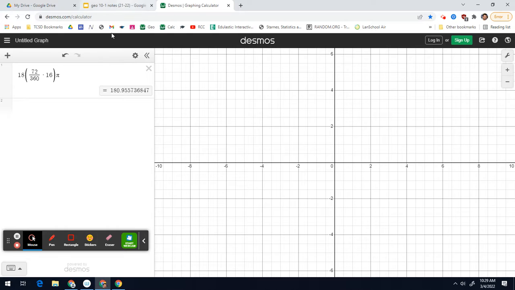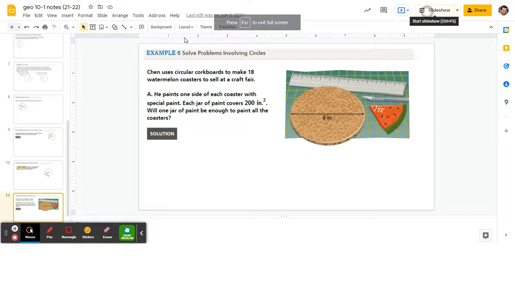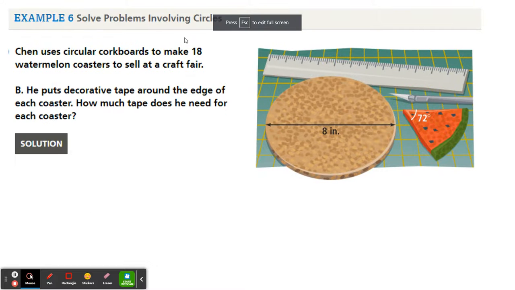Okay, last problem of this video. Let's take a look here. All right, so now it says, part B. It says, he puts decorative tape around the edge of each coaster. How much tape does he need for each coaster?